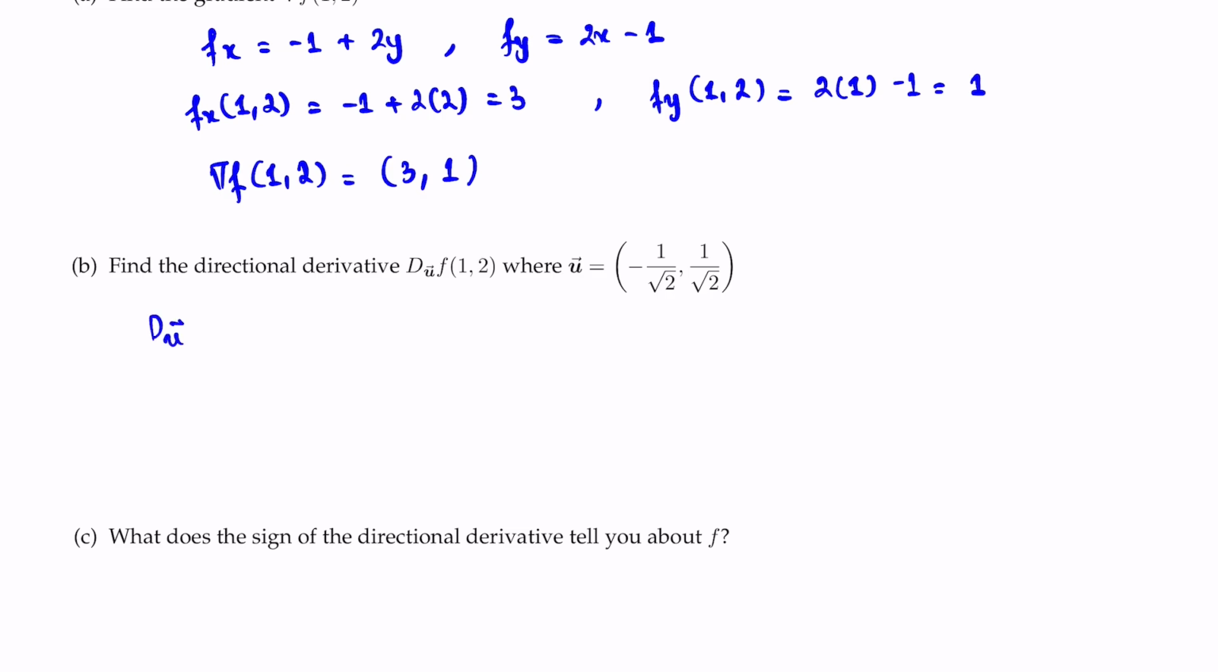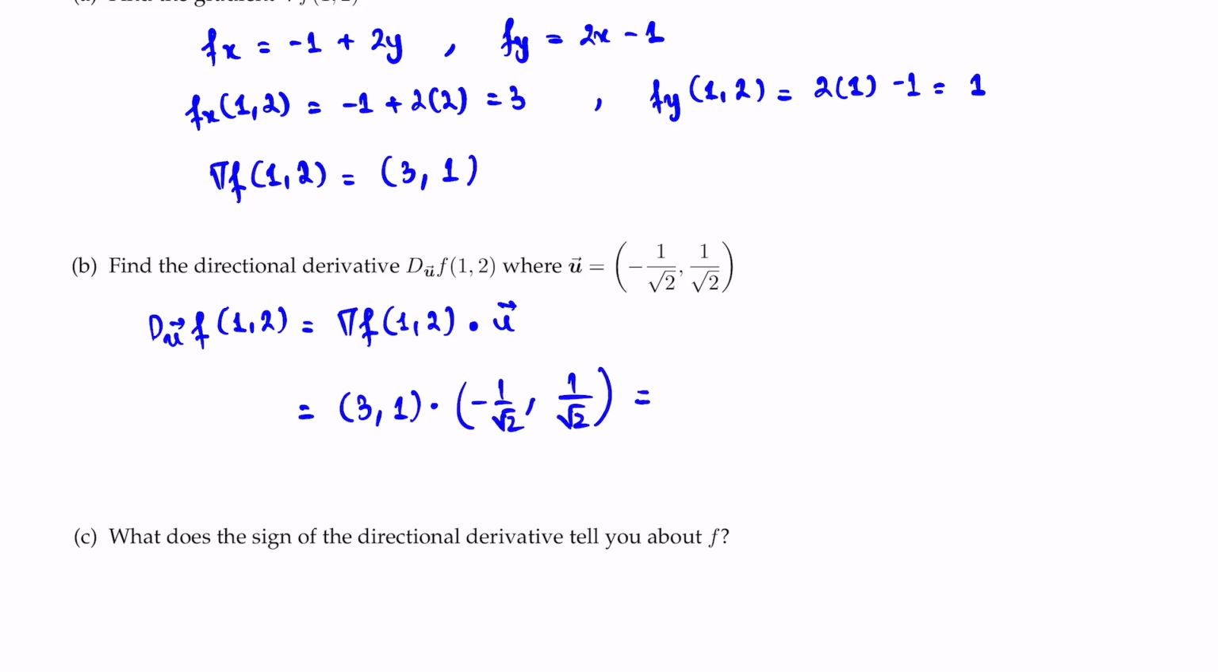So here I'm going to proceed with the calculation of the directional derivative of the function at the point 1 comma 2. This is the gradient of f at 1 comma 2 dotted with u. So you have 3 comma 1 dotted with negative 1 over root 2 comma 1 over root 2. And you're going to have negative 3 over root 2 plus 1 over root 2, which gives you negative 2 over root 2. You can simplify this a little bit further. If you rationalize this fraction by multiplying top and bottom by root 2, you're going to have negative 2 times root 2 over 2, so the result is equal to negative root 2.